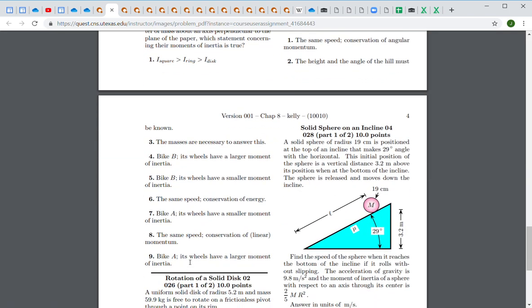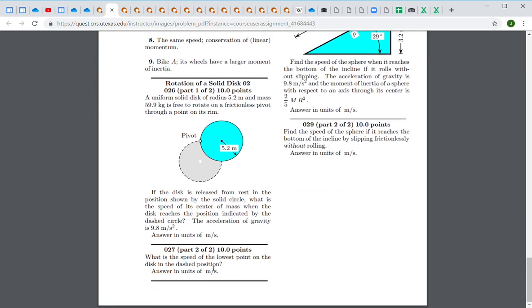Not sure what selection that is. There's a lot of choices here. It looks like the answer is bike A, and it's because the wheels have a larger moment of inertia. So that looks like answer 9 in my version.